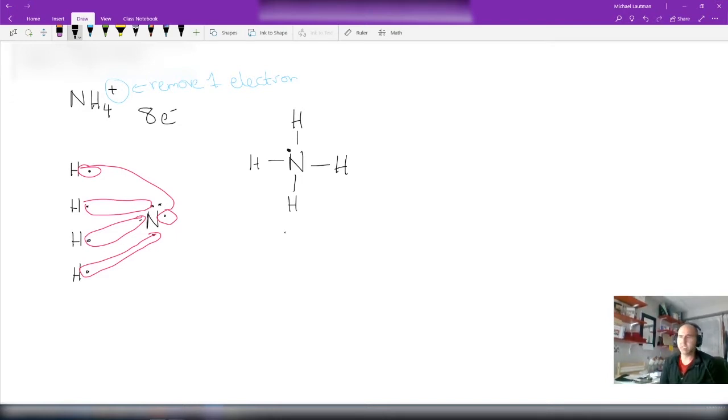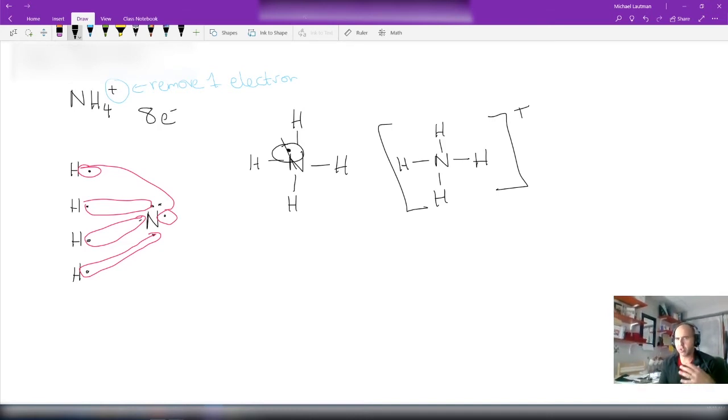But this wouldn't have a positive charge, because I've counted 9 electrons. So where do I remove that electron from? From the nitrogen. That one has to go. So N like this, and then the whole thing is positive. But how do I know that it's positive and where that positive charge actually is?